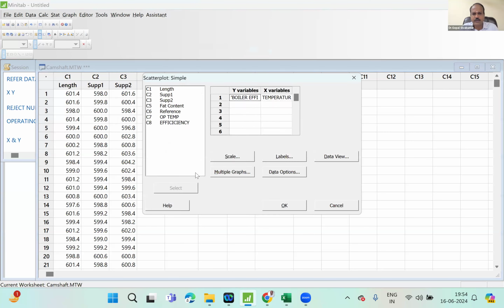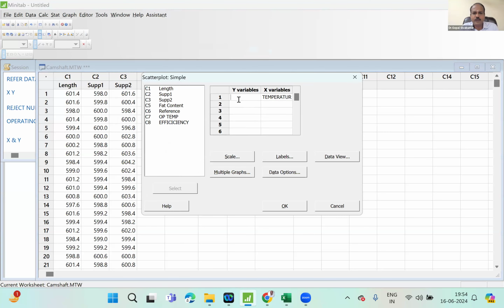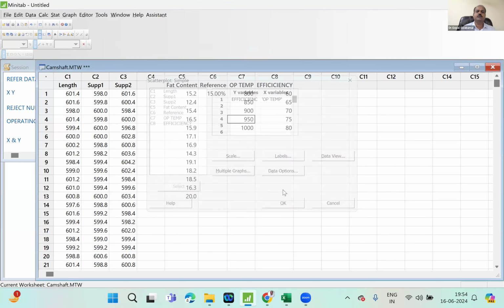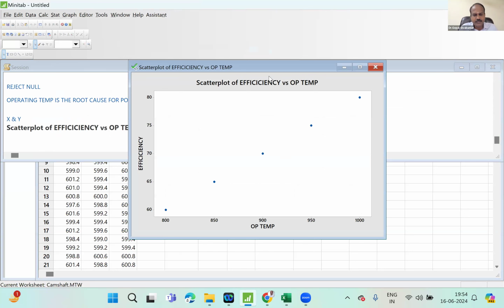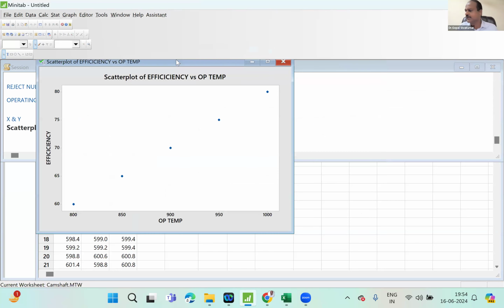Okay. And now which is your Y variable? Which is your X variable? Your Y variable is boiler efficiency. Your X variable is the operating temperature of the boiler, which is currently 800 to 1000 degrees Celsius. You give this and then say okay. Now this is your scatter diagram.